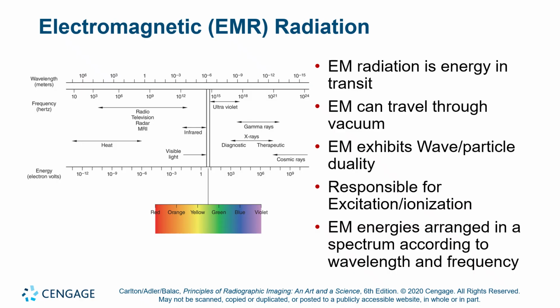EMR exhibits wave-particle duality. No, wait a second. I thought we just said there's two pieces of proof that it's waves. So what's this about particles? How come we didn't abandon particles, the corpuscles? I thought you just said we proved Newton's wrong. Yeah, there's a twist coming. Just wait. So it's energy, but particles imply matter. So it's both energy and matter? Yeah, that's the screwy part. Okay, doesn't make any sense. It's both energy and matter.